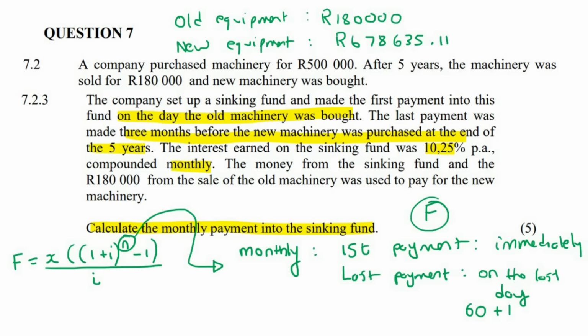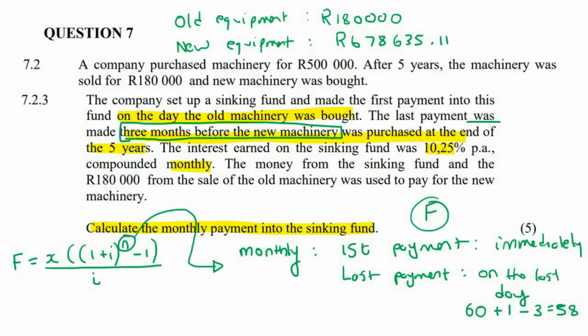Then, when was their last payment done? They said that the last payment was made 3 months before the new machinery was purchased. They were supposed to do it on the very last day, but they decided to stop 3 months before. So that means they're going to make 3 fewer payments than what they normally would have made. So if you had to calculate this now, that means that they have only made 58 payments.